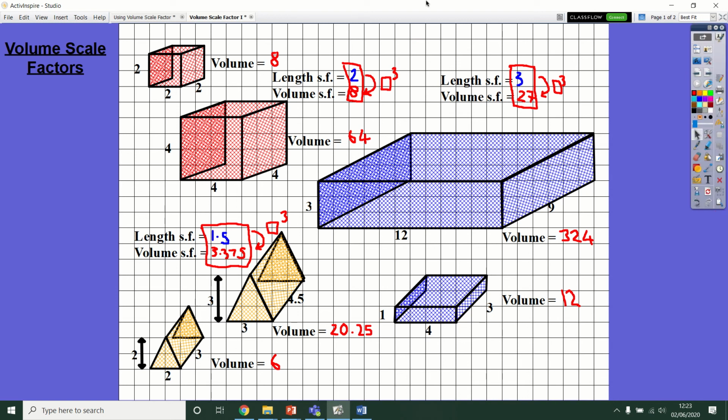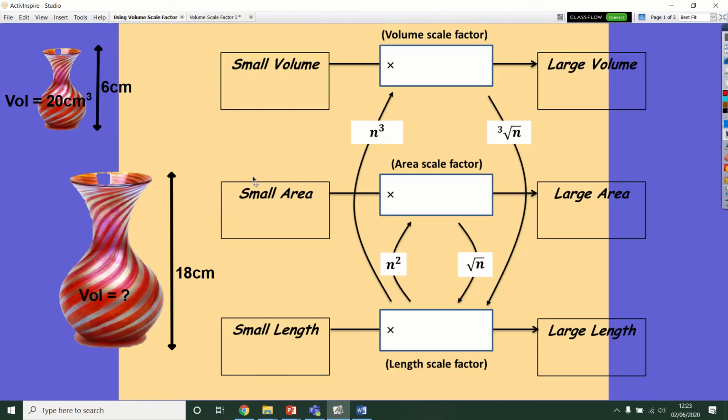Right, so what we need to do now is we need to upgrade our template that I've given you from yesterday. So rather than just the 2-layered template, we've now got this 3rd layer that includes volumes as well. And we've also got these extra arrows that go from the bottom of the grid at the length scale factor right up to volume scale factor. That's cubing and cube rooting on the other side. Okay, so we've got to be able to go up and down these as well.